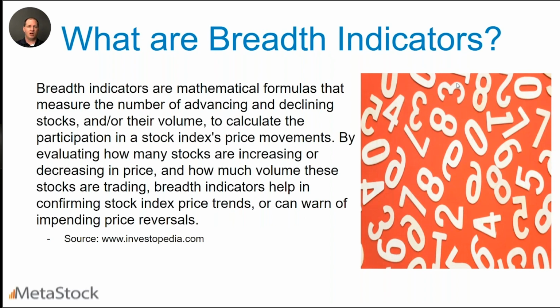Now, breadth indicators are a very unique way of looking at a particular stock or a particular index to see what's happening with it. It's getting more in depth. So let's take a look at the definition here. I got this from Investopedia. So breadth indicators are mathematical formulas that measure the number of advancing and declining stocks. So what's that doing? Let's say we look at the S&P 500. We're looking at how many stocks are going up and how many stocks are going down. So the number going up would be advancing issues and going down would be declining issues. Okay, so that's what that is.